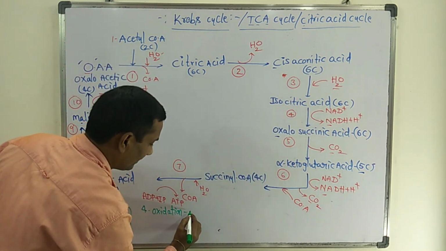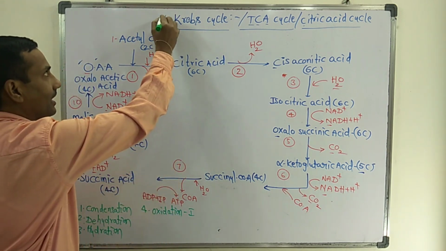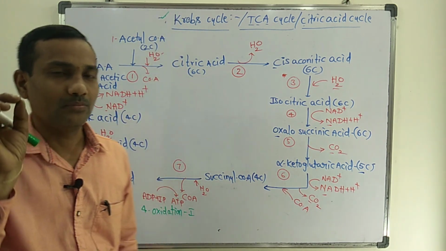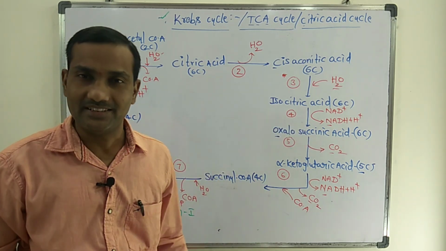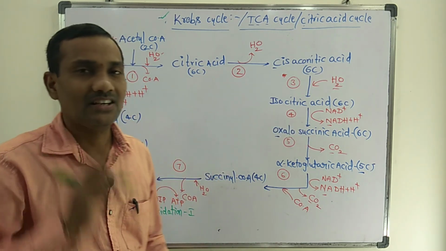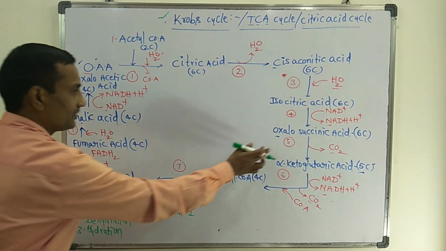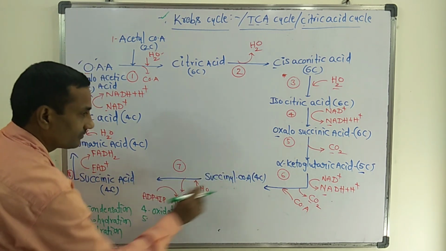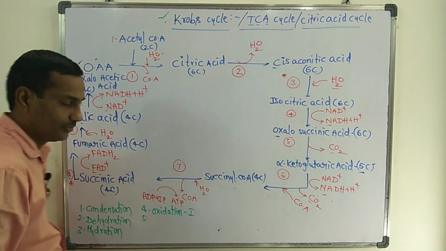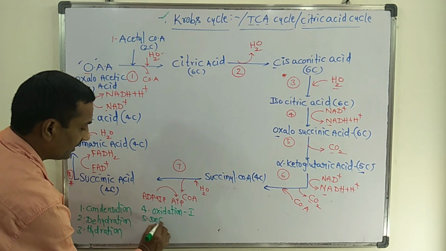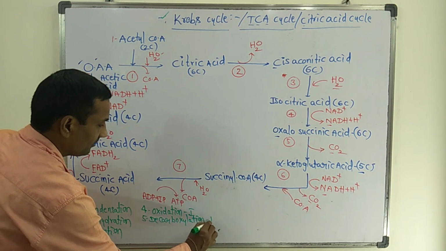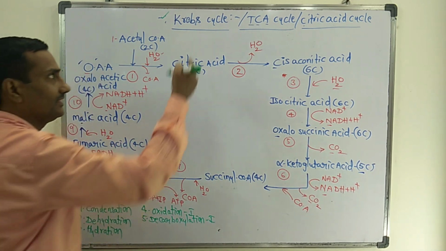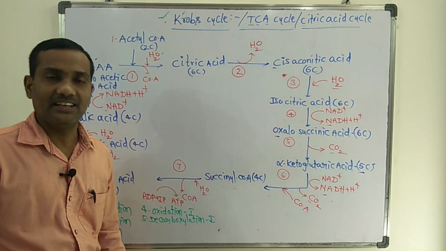Now the fourth step is oxidation, the first oxidation in the Krebs cycle. Now I am saying that in the Krebs cycle it is the first oxidation. In the fifth step, carbon dioxide is removed. That is called the decarboxylation step, the first decarboxylation of the Krebs cycle.